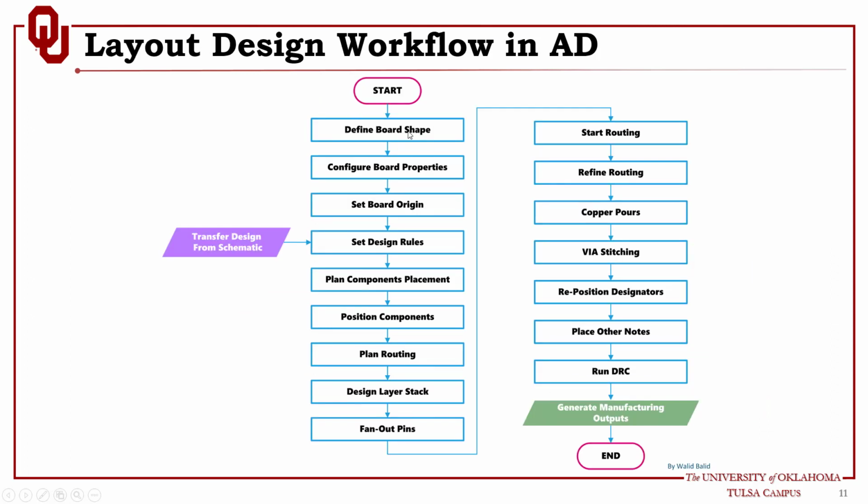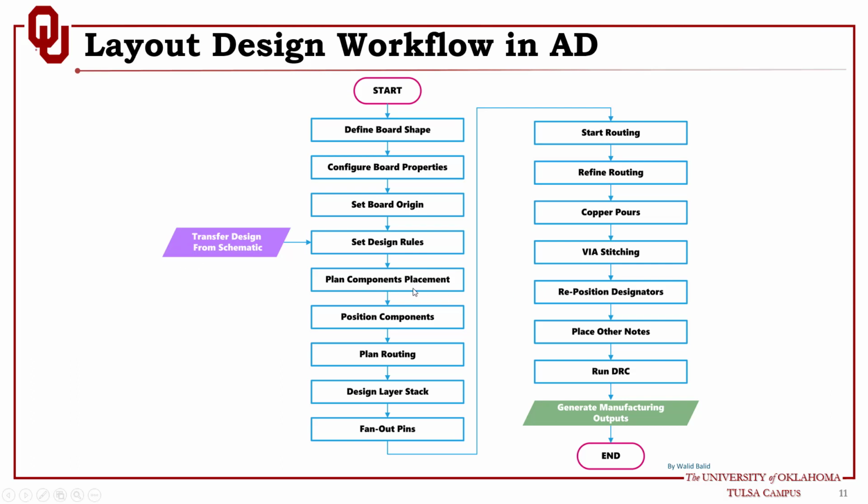On the layout side, we said we start by defining the board shape. This is the most important part. Don't place the components before you define the board shape and also the grid. Then you configure the board properties, as we said. Then you go to the board origin and set it. Then you specify the design rules and transfer the design from the schematic. Now, in order to set the design rules, you need to transfer the design from the schematic, because you need to import the information about the nets and the components, etc.